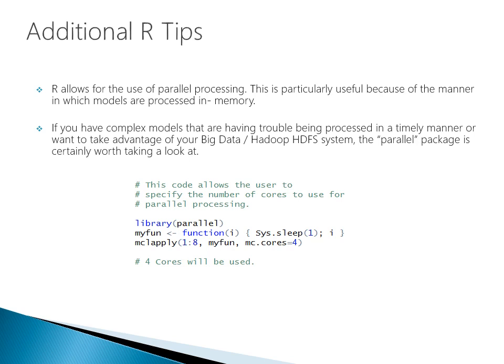or if we have information that we want to take advantage of from our big data or our Hadoop HDFS system, the parallel package is certainly worth taking a look at. What this allows us to do is to specify the number of cores that we're using in the execution of our script. So if we want to tweak some of the hardware parameters, we can actually invoke this through the R language itself, and this is one package to do it. So if you need more horsepower for your R code, explore some of these packages, including the parallel package.